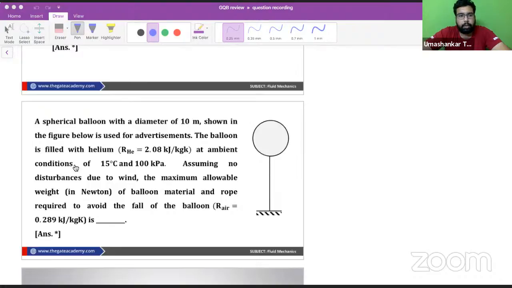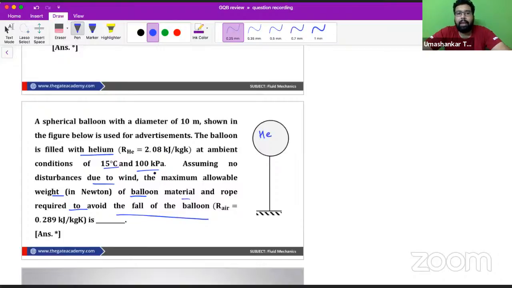Now we can see this question here. A spherical balloon with a diameter of 10 meters, shown in the figure below, is used for advertisement. The balloon is filled with helium. Some concepts of thermodynamics and fluid mechanics are involved in this question. At ambient condition of 15 degrees and 100 kilopascal, assuming no disturbance due to wind, we need the maximum allowable weight of balloon material and rope required to avoid the fall of the balloon.